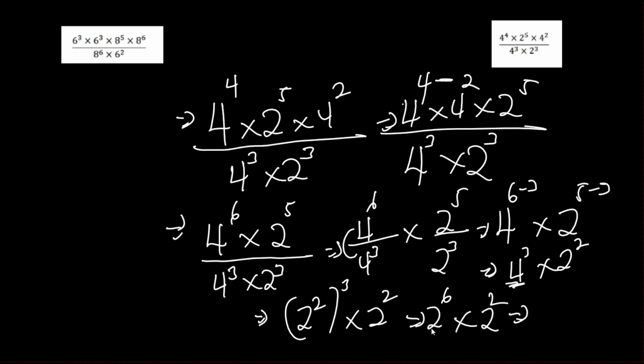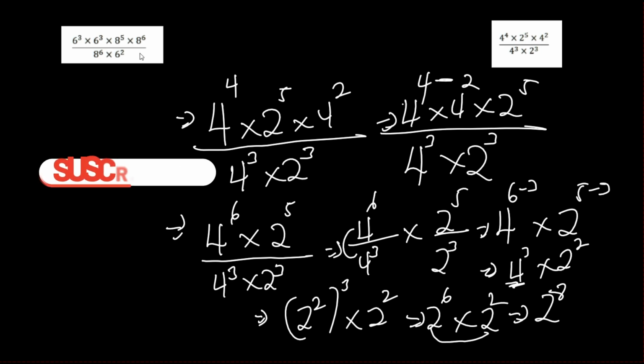And now we come back to the multiplication rule. The bases are the same, so we go ahead and add the exponents or the powers. So 2 raised to the power 6 plus 2, which will give us 8. So basically that's how we solve both this question and this one.